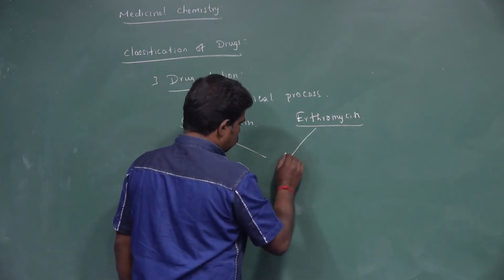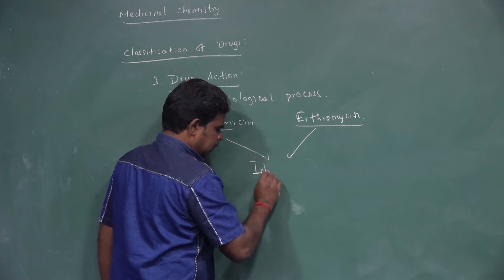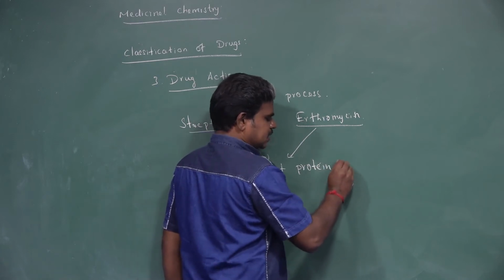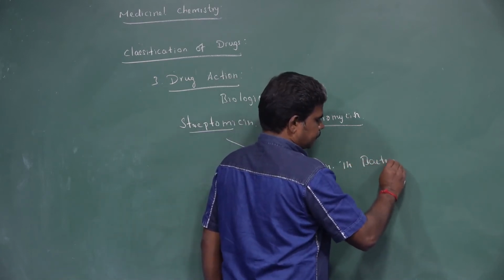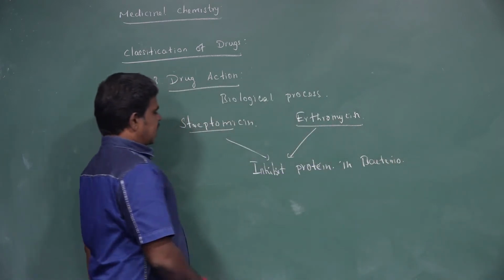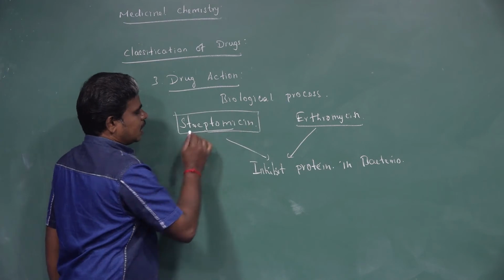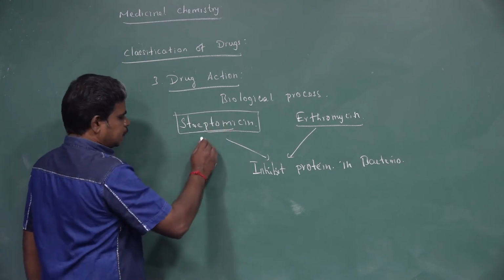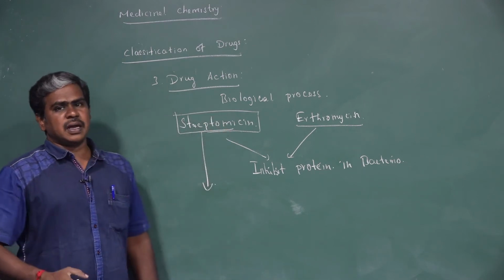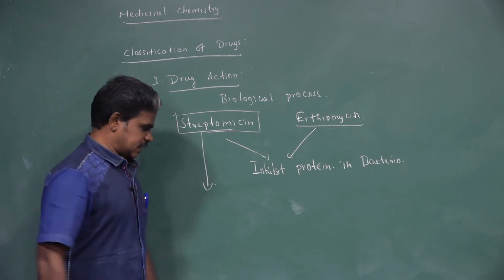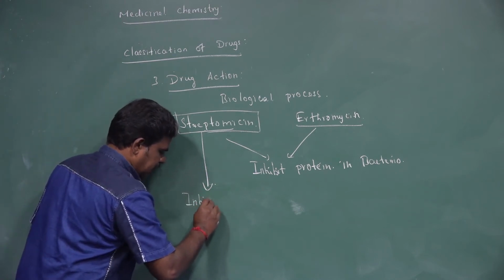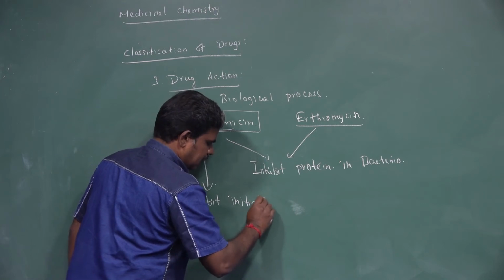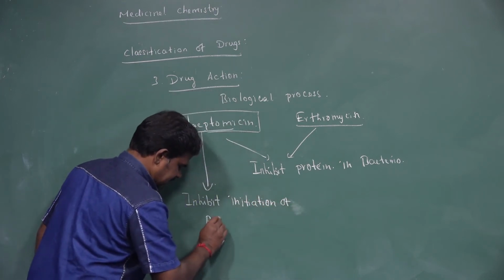So, both are used to inhibit protein synthesis in bacteria. But if we take streptomycin, here the mode of action on bacteria will be different. Streptomycin inhibits or prevents the initiation of protein synthesis.